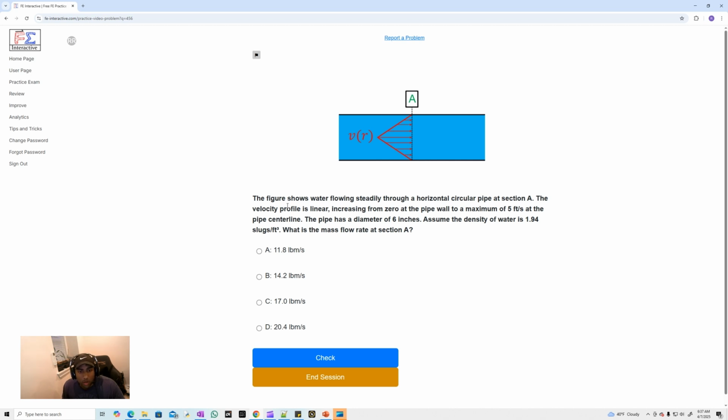The figure shows water flowing steadily through a horizontal circular pipe at section A. The velocity profile is linear, increasing from 0 at the pipe wall to a maximum of 5 feet per second at the pipe center line. The pipe has a diameter of 6 inches. Assuming the density of water is 1.94 slugs per cubic foot, what is the mass flow rate at section A?